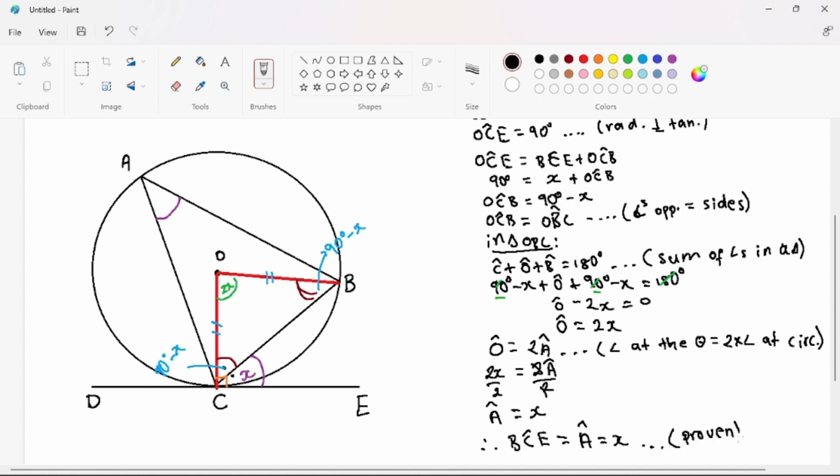So that's how, guys, you collect all the marks when it comes to the Tan-Chord theorem.